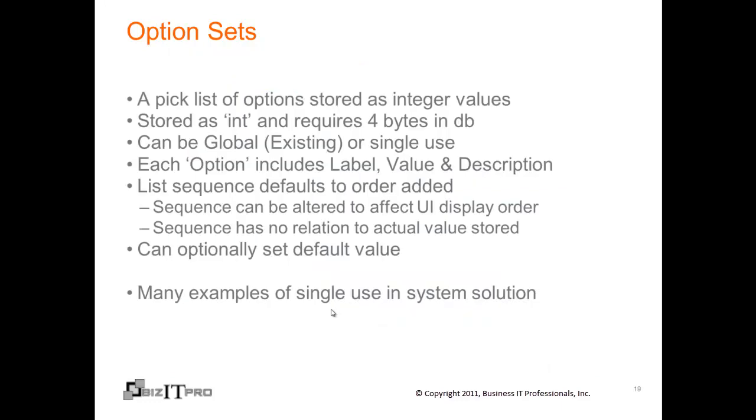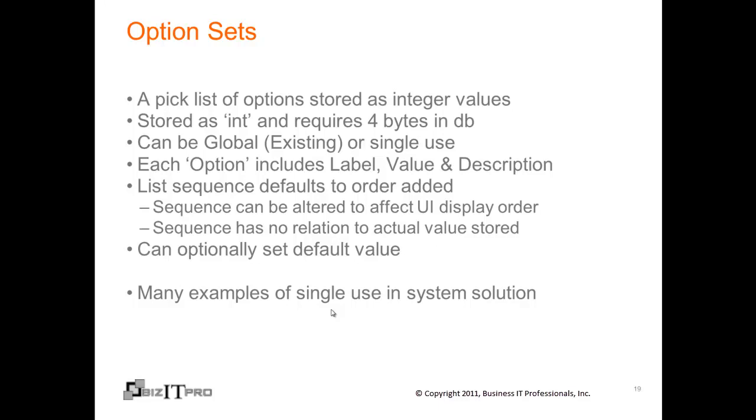Option sets are basically a pick list of options, and the data is stored in each record as an integer value. These fields require 4 bytes in the database. You can use a global or existing option set, or you can use a single use one that's defined on the form for the attribute itself. Each option in an option set includes a label, a value, and a description. The description is primarily for documentation only.